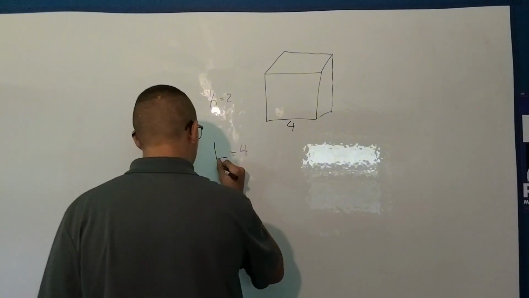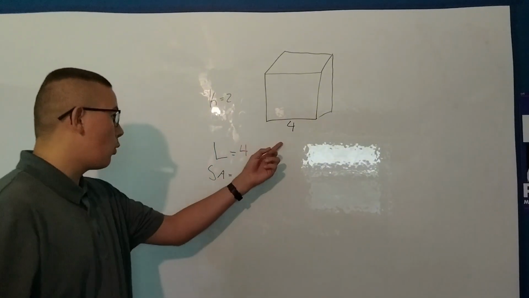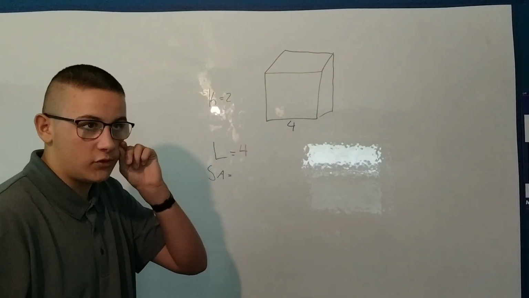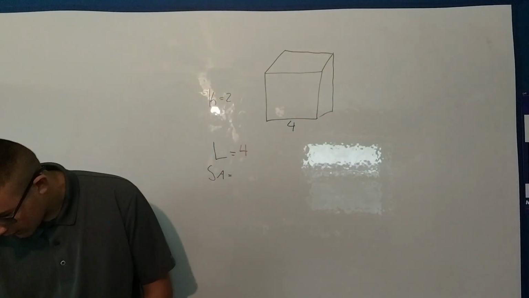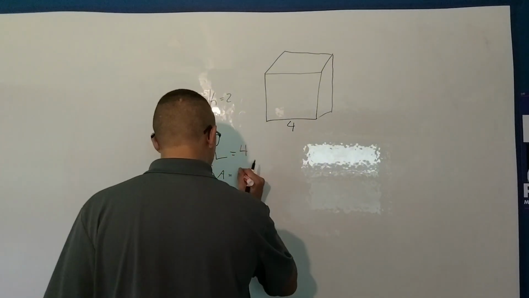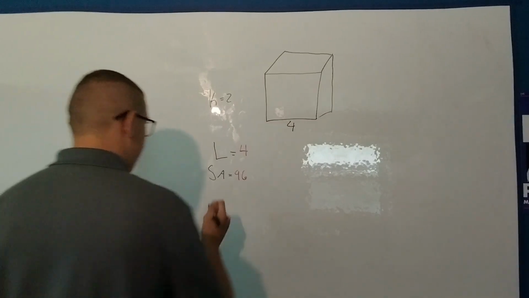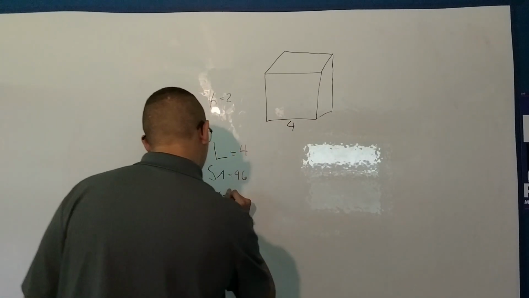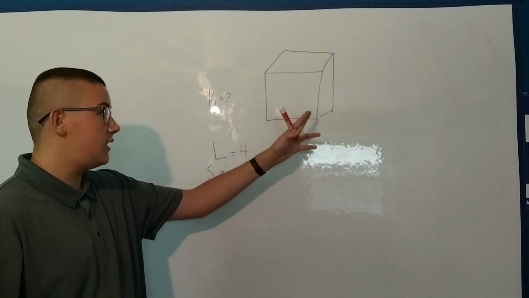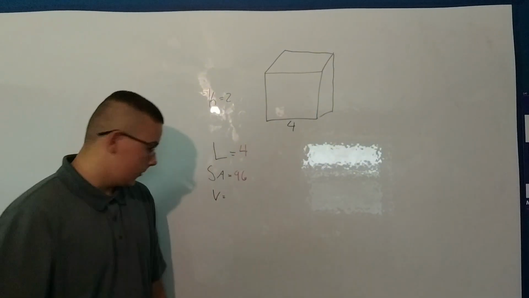Our surface area equals 4 times 4 times 6. So 4 times 4 is 16. 16 times 6 is 96. Right? So this is 96. And our volume is 4 times 4 is 16, times 4 is 64.